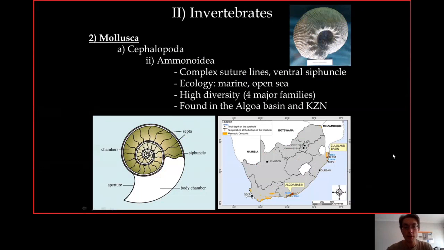So I was saying there's a higher diversity of ammonoid, and each of the four families of ammonoid has its own time span. So we will look at that in the next slide. For now, what you need to know about the distribution of ammonoid is where they are found in South Africa. What is interesting is that they are found in two different basins close to the seashores, the Algoa Basin and the Zululand Basin. And the two basins are dated to the Cretaceous and have been correlated thanks to their ammonoid content.